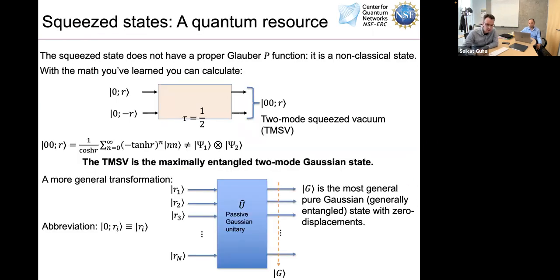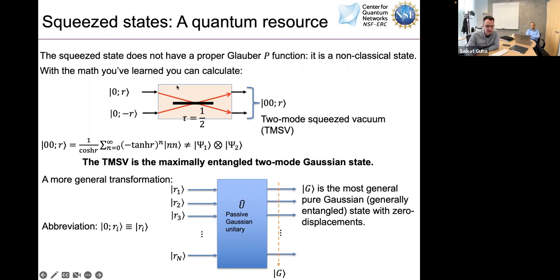Now, the squeezed state does not have a proper Glauber P function as a proper PDF. Therefore, it is a quantum state. Believe it or not, all of the math has been laid out. It demands a little bit of effort and experience to do this calculation. You can do it in phase space, for example, and then go back to the Fock space. But all of the math is more or less included in this module.